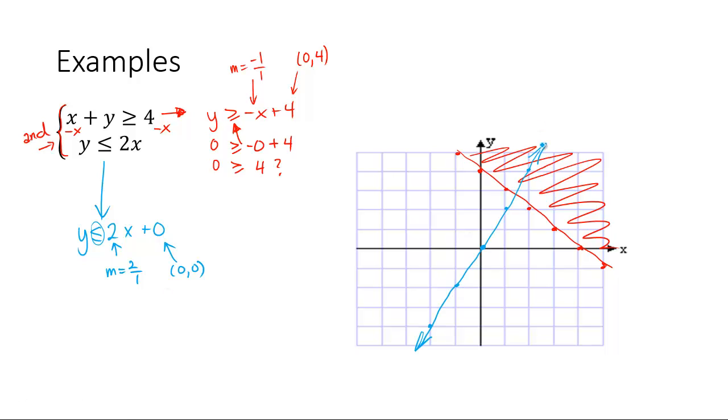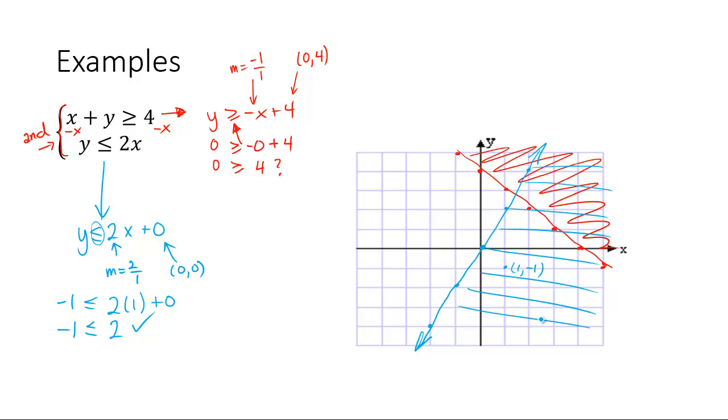So now we need to decide which side to shade. Now 0, 0 isn't an adequate point to test, so we need to test something else. Well, what about 1, negative 1? So for x we put a 1 in, and for y we put a negative 1 and see if it's true. So is negative 1 less than or equal to 2? Well, yes it is. So because this point worked, that means we can shade all of this bottom half here.